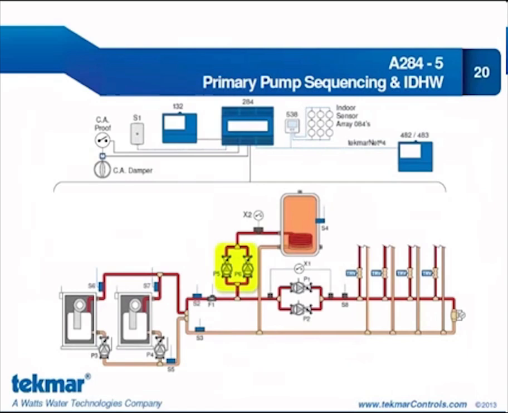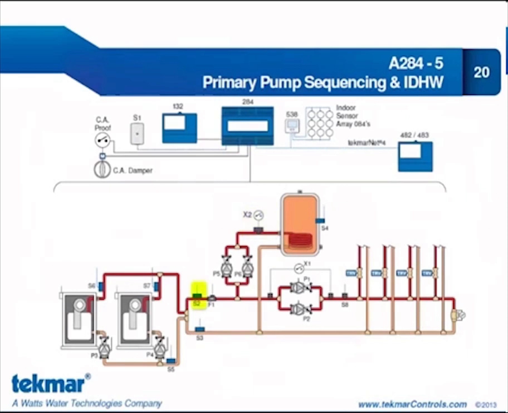These are also being sequenced. In this case, they could be for standby, they could also be for two-stage. That's because the 284 isn't controlling the sequencing of those pumps. A 132 pump sequencer is. So what's happening is the 284 will provide a pump demand to the 132, and the 132 in turn will sequence the domestic hot water pumps. The 132 will also need a proof of flow that's provided here by a flow switch.